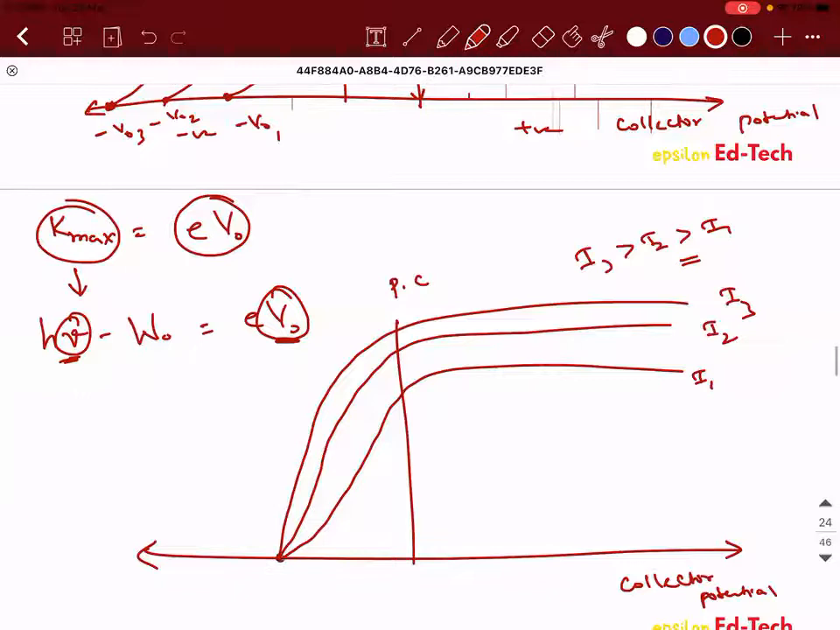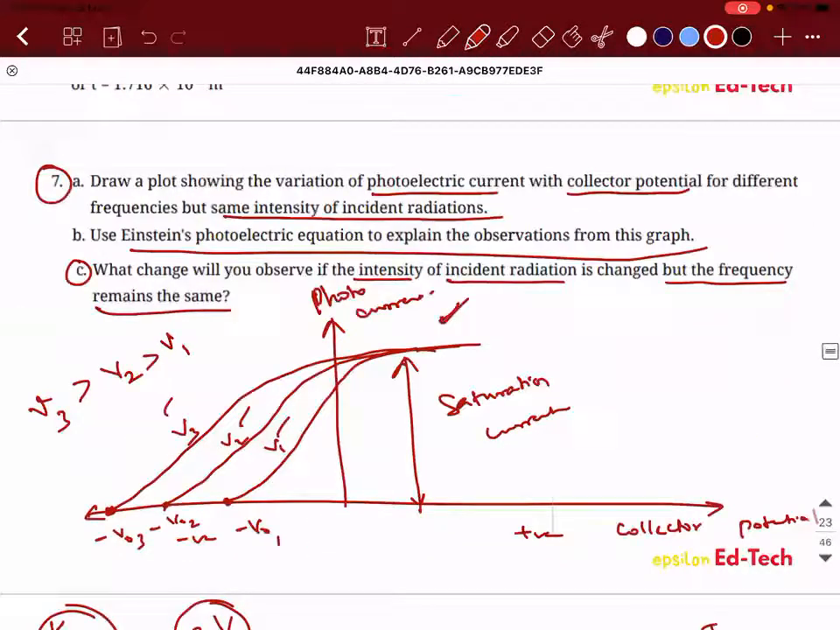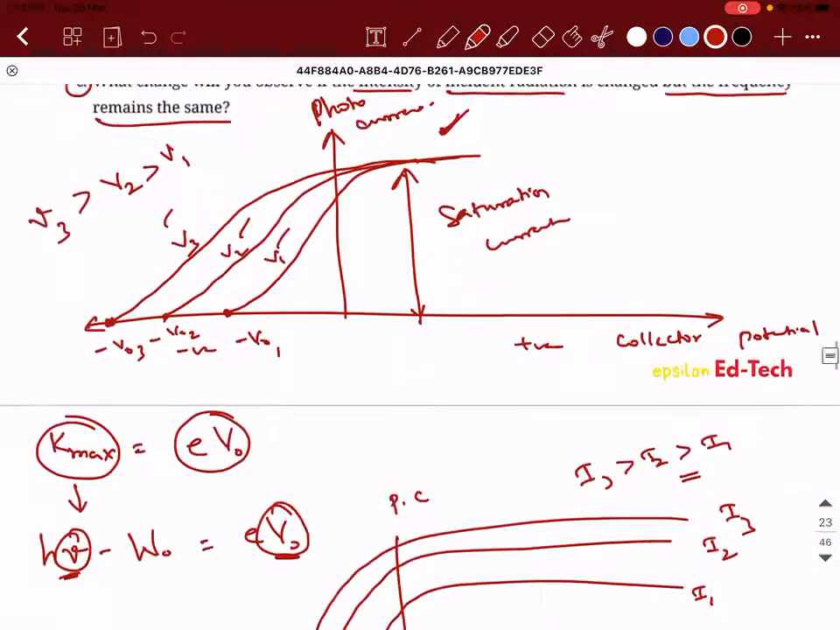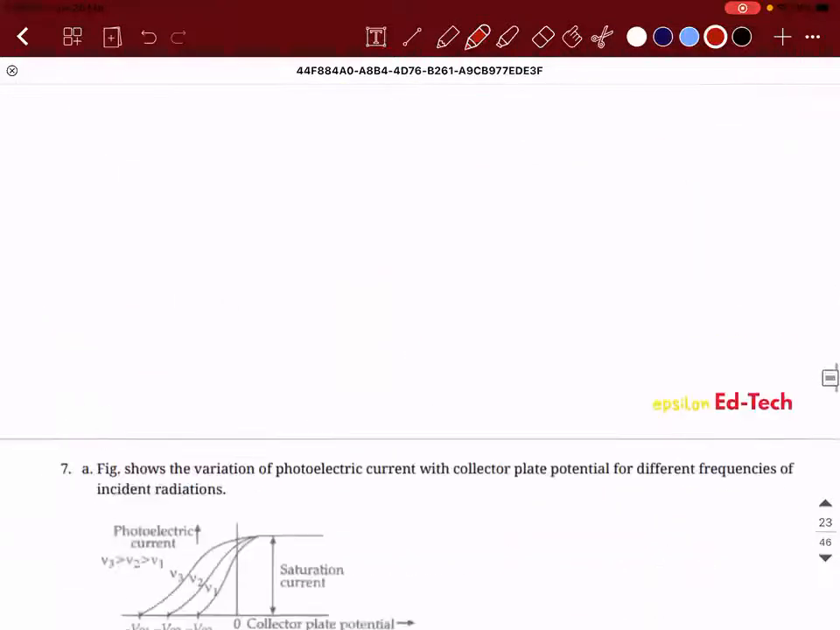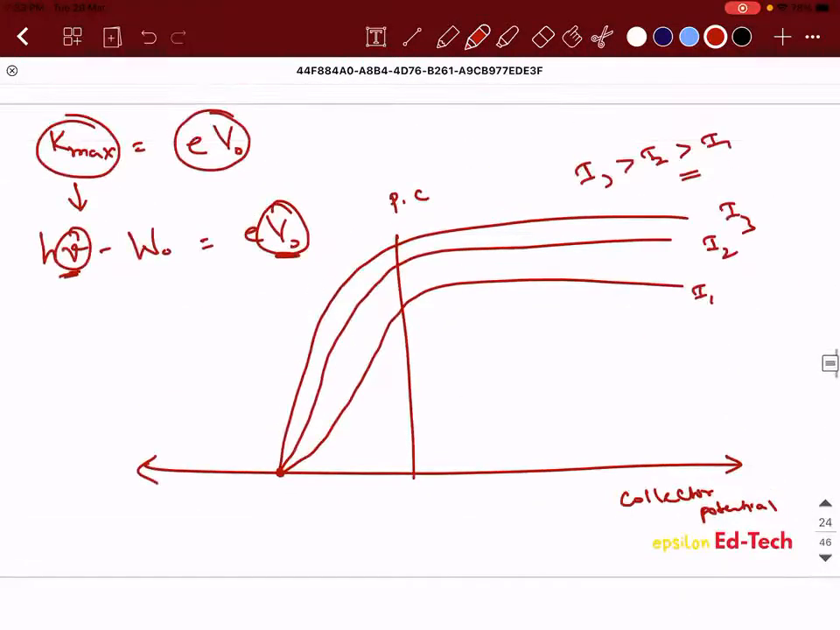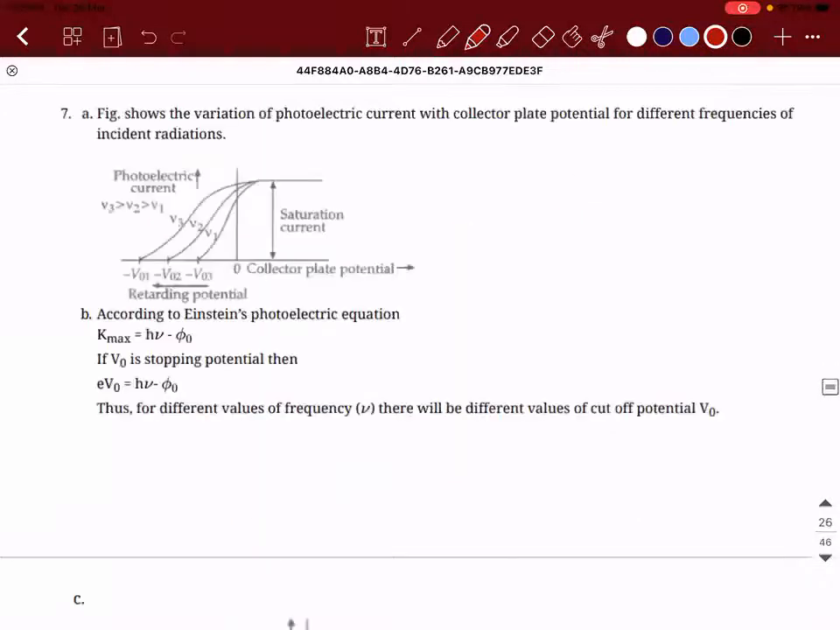So what are the differences, guys? In the case of the first one, that is for different frequencies but same intensity, what will happen is the stopping potential will be different. But if the frequency is the same and you have different intensities, then the stopping potential will be the same for everything. Okay. Next.